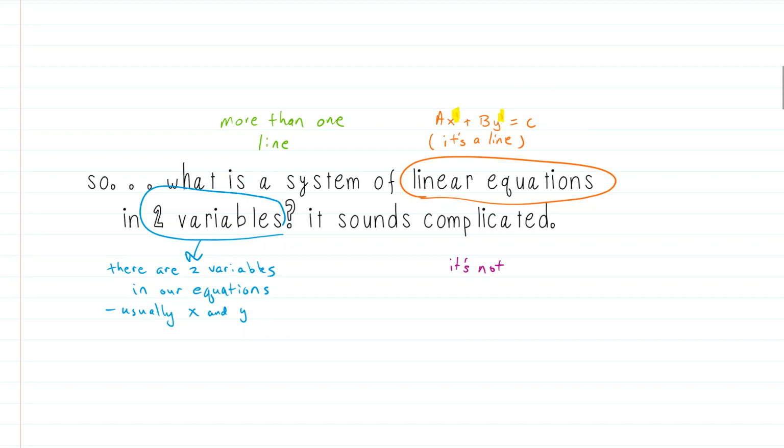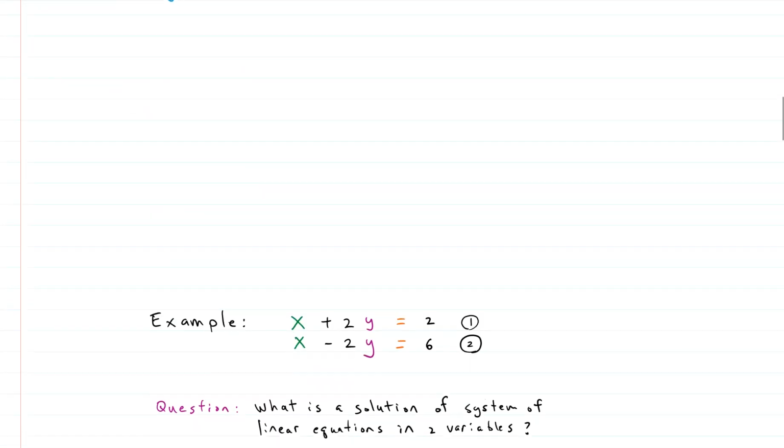So that brings us to what a system means. What does a system mean? A system just means you have more than one of them. So if you have more than one, they call it a system. In this video, all of our systems will have two equations. So we have two lines, and we want to find out where they cross. That's really all we're talking about. So it sounds complicated, but it's not.